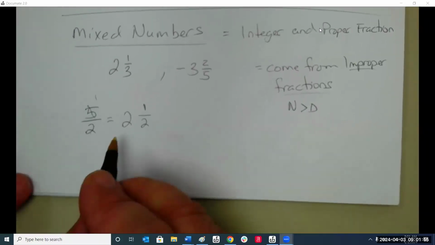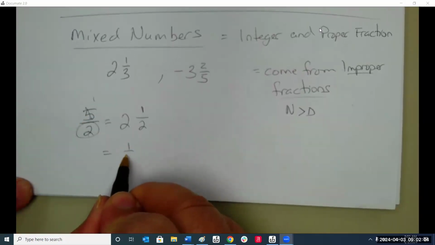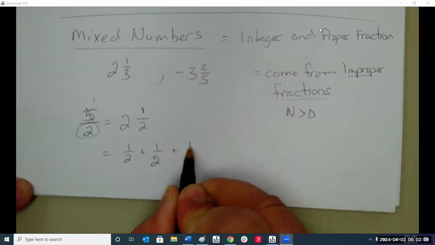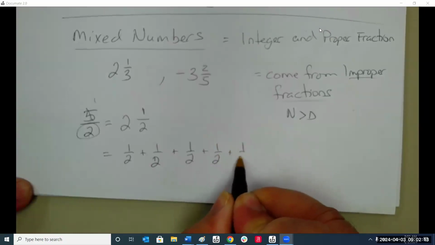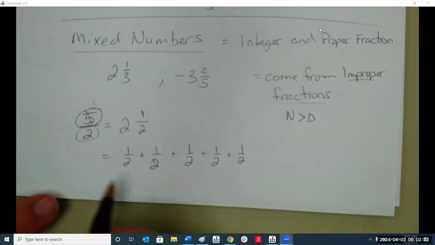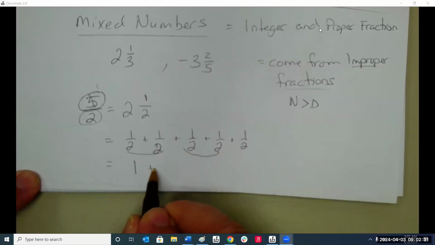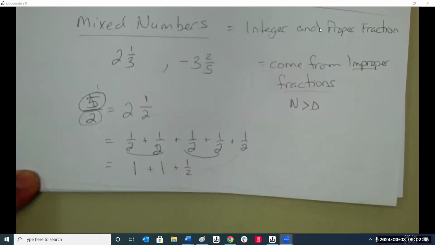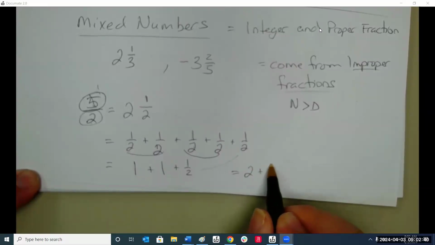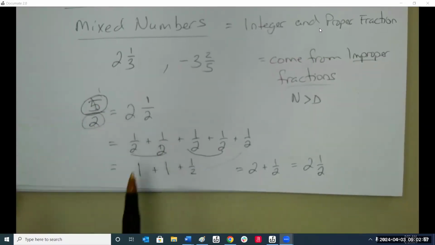Another way you can show it to them is this. So we have 1/2. This is how big it's cut up. We have 5 of those. So we have 1/2 + 1/2 + 1/2. We have 1, 2, 3, 4. We have 5 of 1/2s. What is 1/2 + 1/2? 1. 1/2 + 1/2 is 1. And then the half. 1 + 1 is 2. 2 + 1/2 is 2 1/2. So that's one way you can introduce them and show it to them. This is what it means. That's how it's an improper fraction, because the bottom number can fit in there a couple of times.